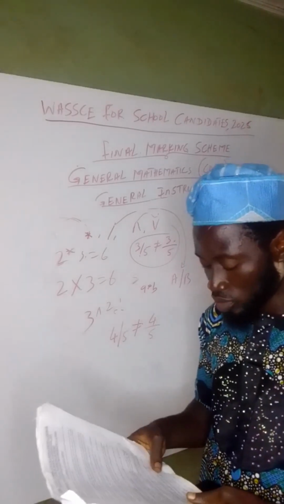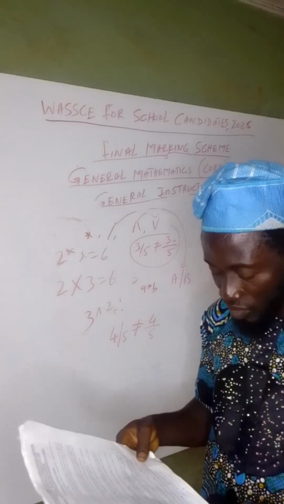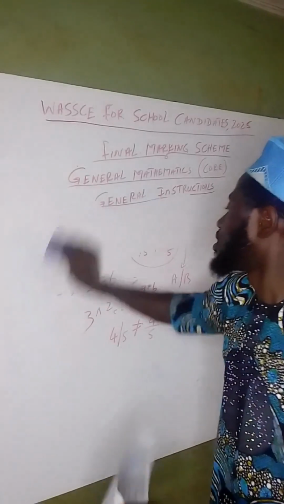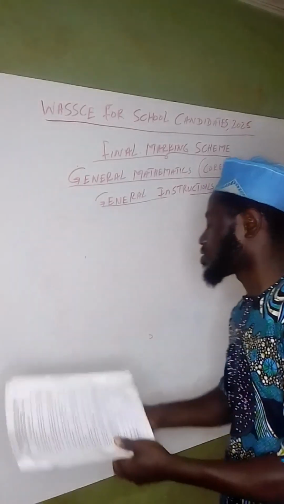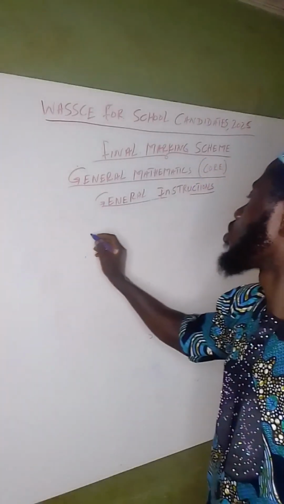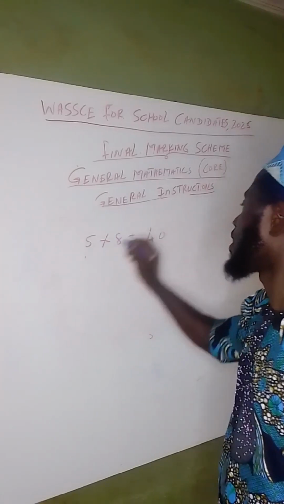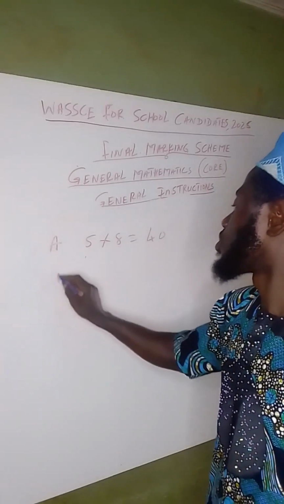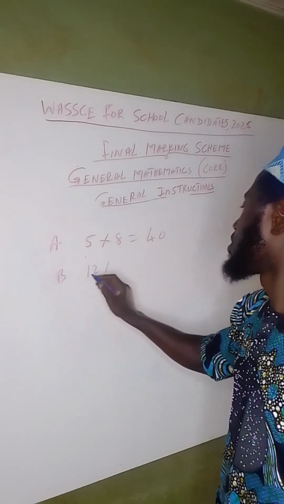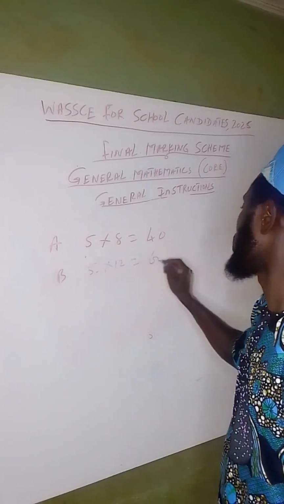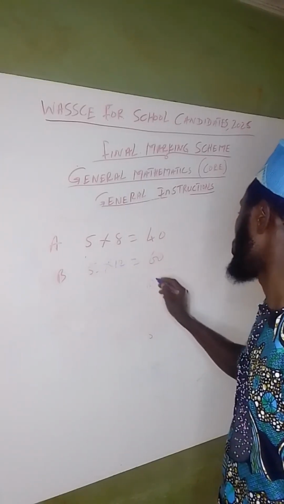And the total mark for this is going to be 100. Like the first, compulsory section A: 5 times 8 is 40 marks. And for section B, it is 12 marks each, so 5 questions, 5 times 12, that is 60. And that's a total of 100.